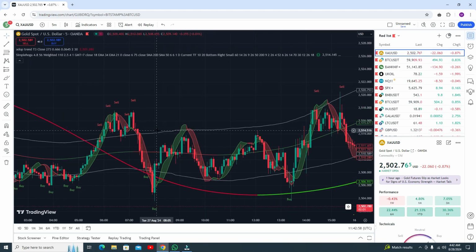Okay, and one more important thing: when the adopter line crosses the lower band line, do not go for the sell trade. Whether the adopter line is red does not matter, but do not go for the sell trade. Listen to me please again, this is a very important thing. When this adopter line crosses the lower band line, you do not need to go for the buy trade.